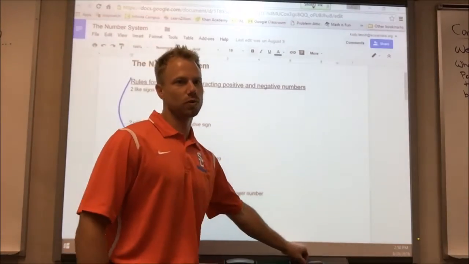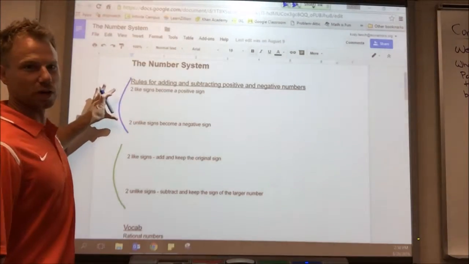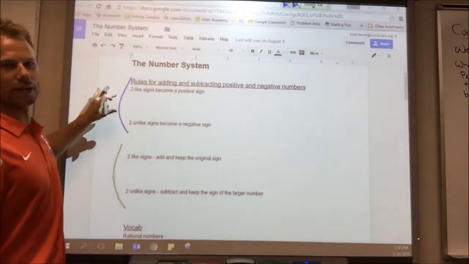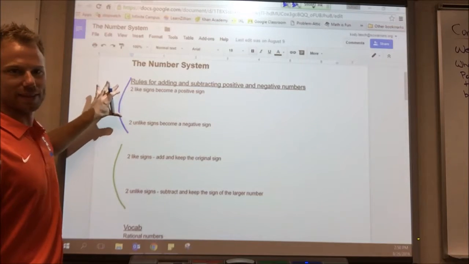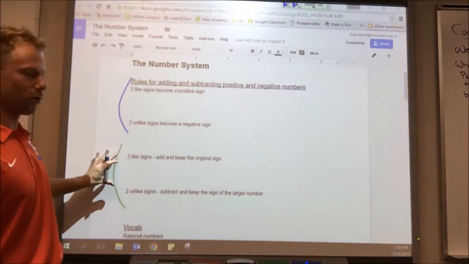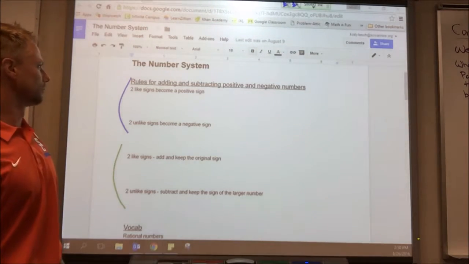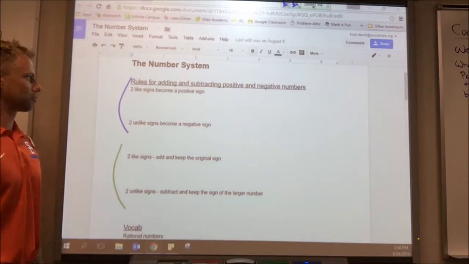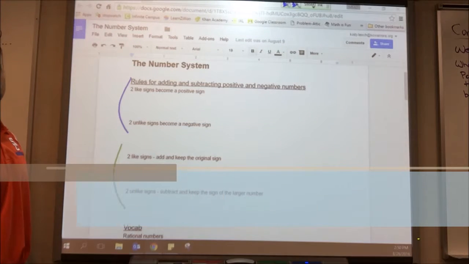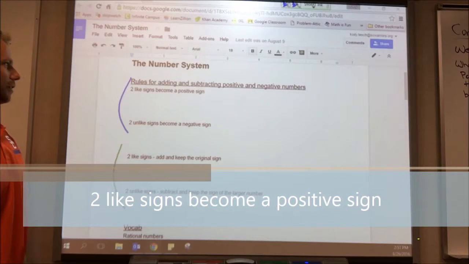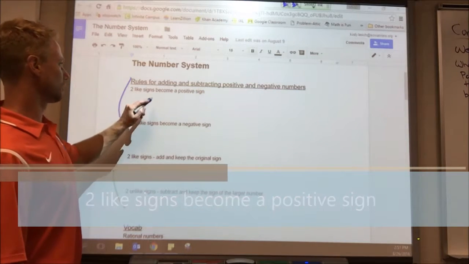The first two rules are the ones you want to apply first. You always want to look at a problem and apply these two first before you go on to the second two. Okay? So the first rule says two like signs become a positive sign. So I'll give you an example of what that looks like.